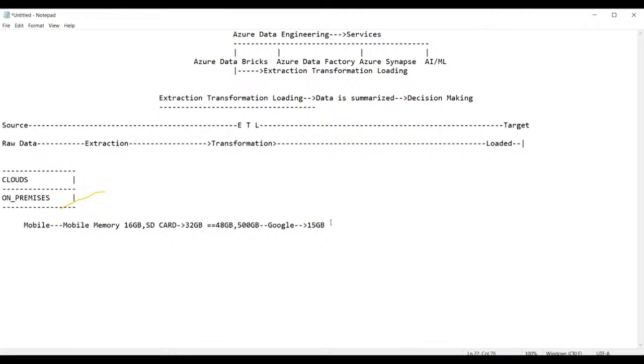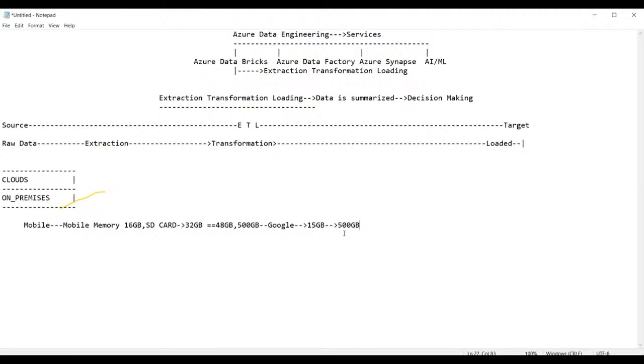External hard disk, that is fine. But I want the data. Okay, no problem. One more way is that you can ask Google to increase the size. That means from 15 GB, I want 500 GB. So Google will provide you 500 GB of memory.